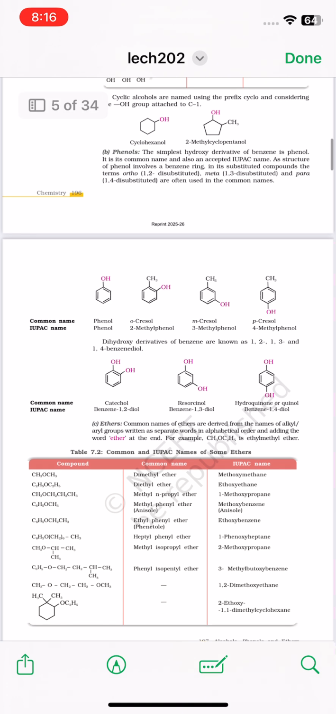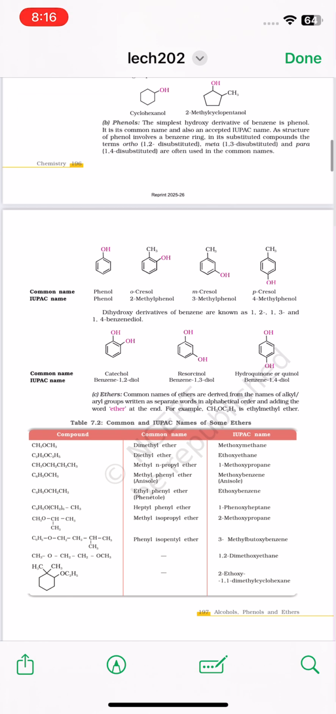The simplest hydroxide derivative of benzene is phenol. It is its common name and also an accepted IUPAC name. As the structure of phenol involves a benzene ring, in its substituted compounds the terms ortho (1,2-disubstituted), meta (1,3-disubstituted) and para (1,4-disubstituted) are often used in common names.